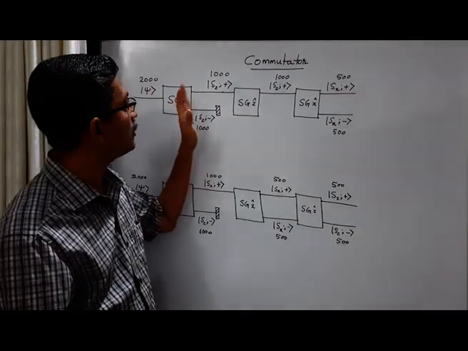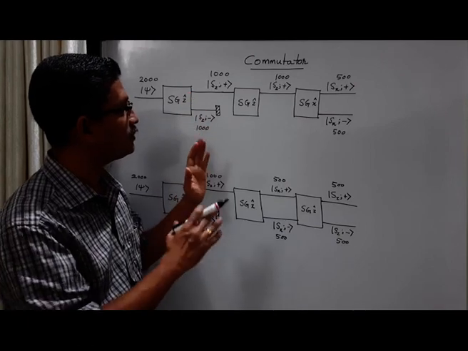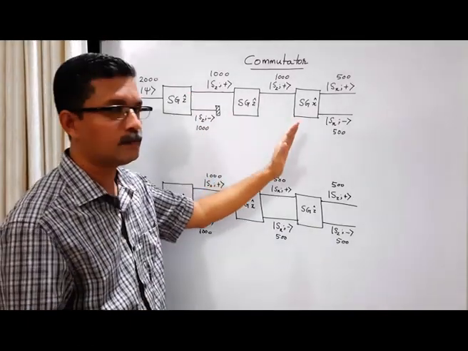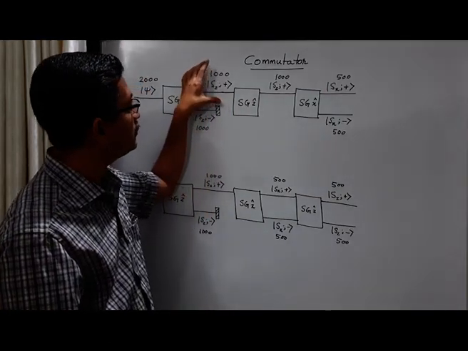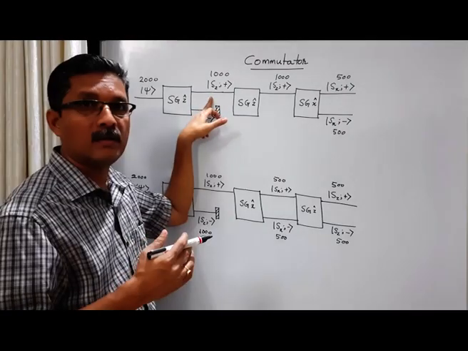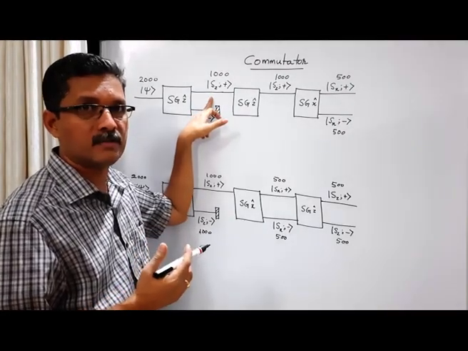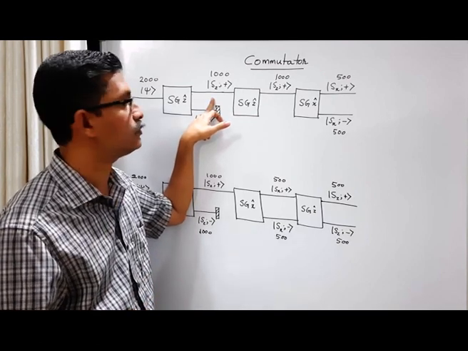So we start our next two phases. The second and third phase is important. The input here is 1000 particles, all in the state Sz plus. So this is an example of a pure ensemble. We have seen this before also.